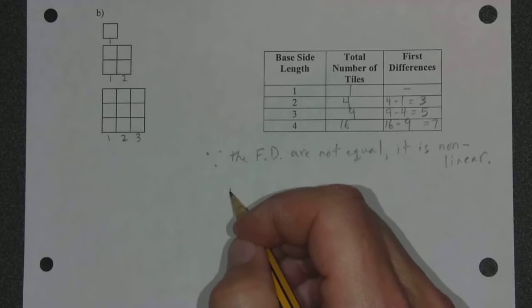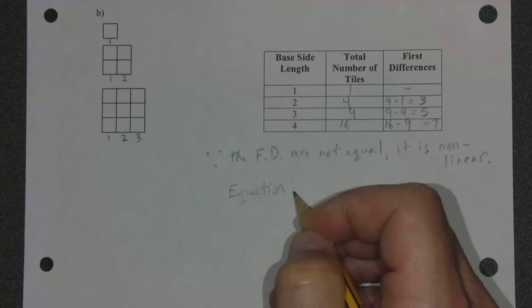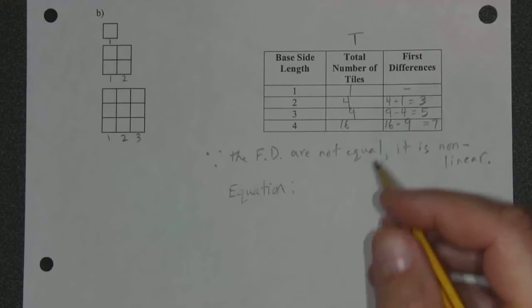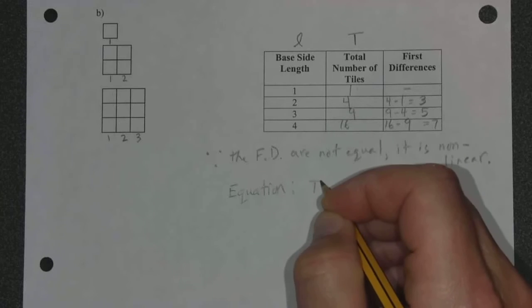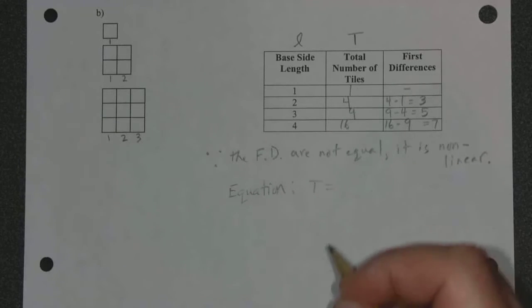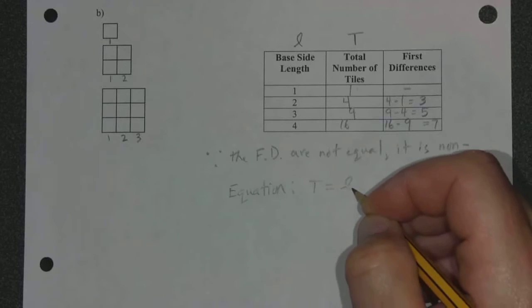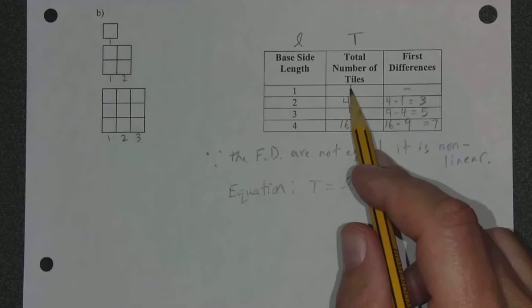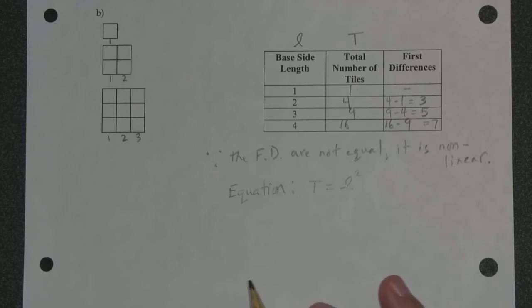Now let's see if we can come up with an equation or a formula. So again, let's call this guy capital T for tiles. Let's call this guy lowercase l for length of the side. So tiles equals, let's see if we can test this. So let's put a length in here. So if the length was 1, right? How do we get the number of tiles to equal 1? Well, if you square it, let's just test it.